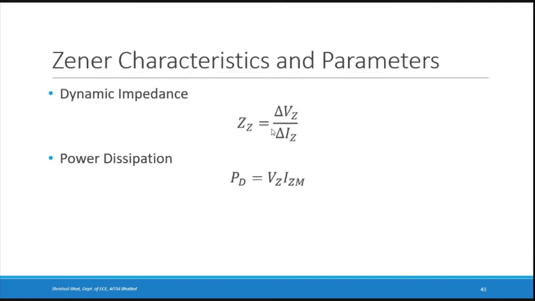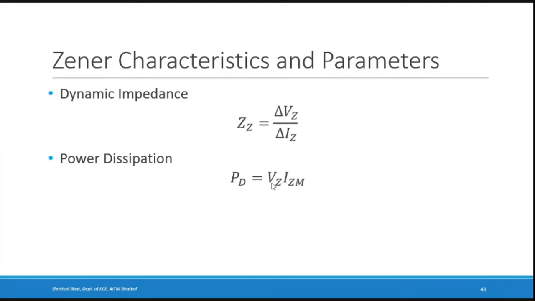Then the power dissipation is given by PD, power dissipated, that is voltage times current. We take the maximum current into consideration. IZM stands for maximum current, and VZ is the Zener voltage, the Zener breakdown voltage. Okay, so in a Zener diode, that VZ is a fixed value, it's a constant value.